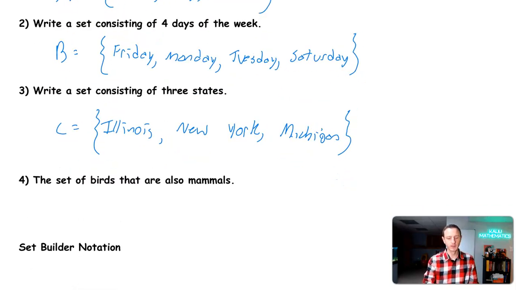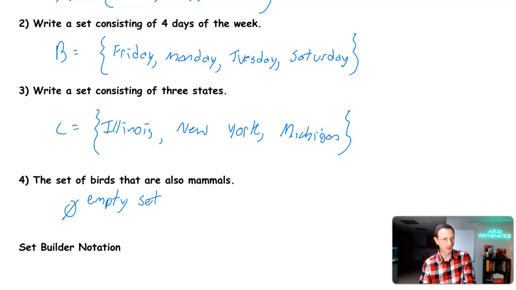Now, the next example using the roster method: the set of birds that are also mammals. There are no birds that are also mammals. So there is no set there, so this is called the empty set. Another way to notate the empty set is your braces, but with nothing inside the braces. So the braces are not holding any sort of values in it. So that's just the empty set.